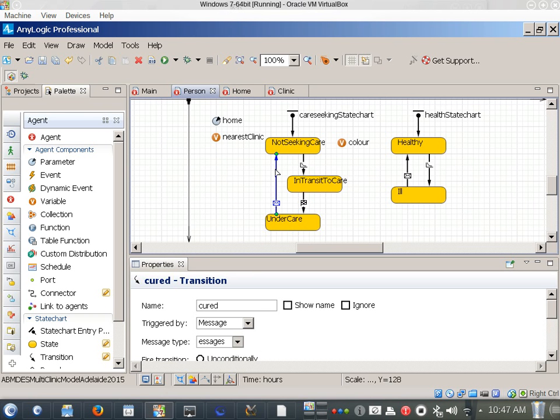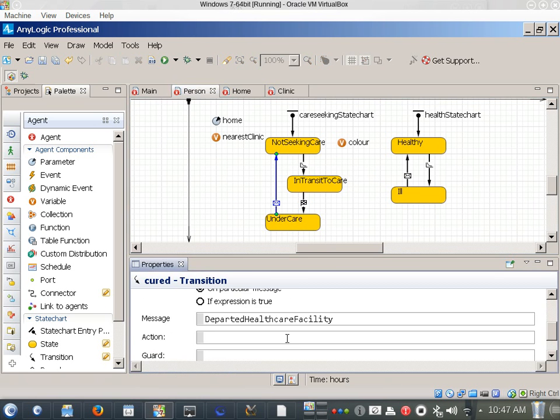And then finally, this transition here, transitioning based on departed healthcare facility. For this, we should do move to home. Move to home. Like that.